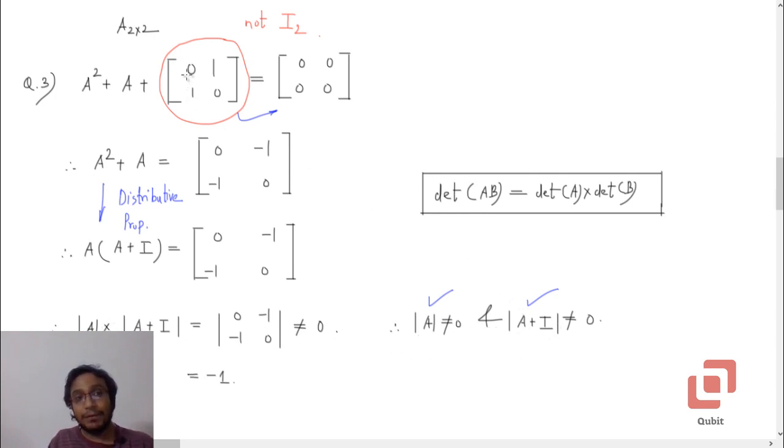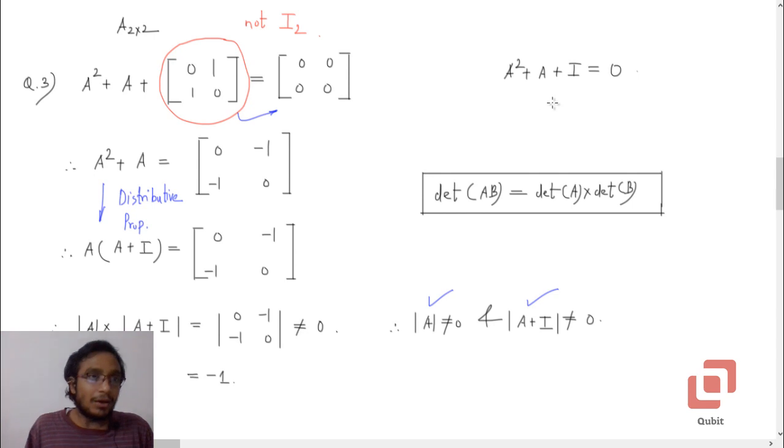Okay, if you take it as 1 0 0 1, then you can solve that problem by the Cayley-Hamilton theorem, but that is not what the problem was asking you. Okay, all right, so this is question 3. Let's go to the next one.